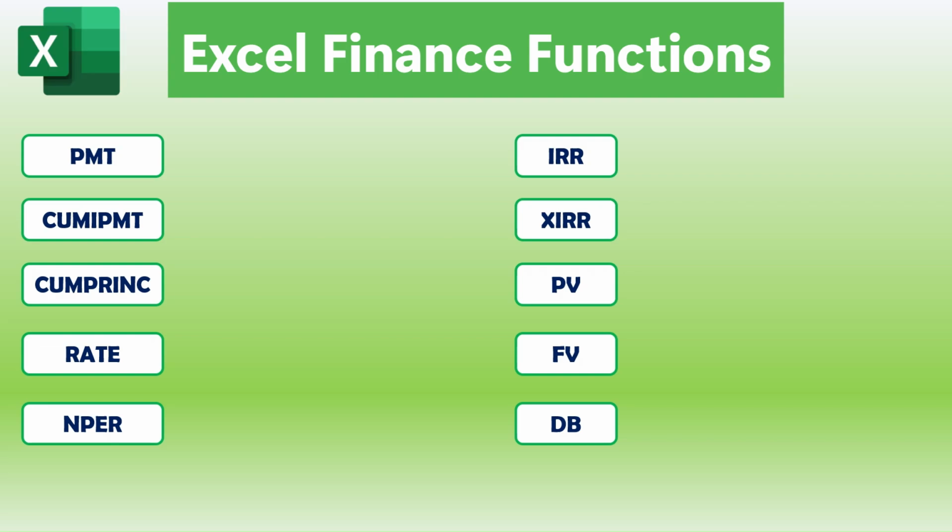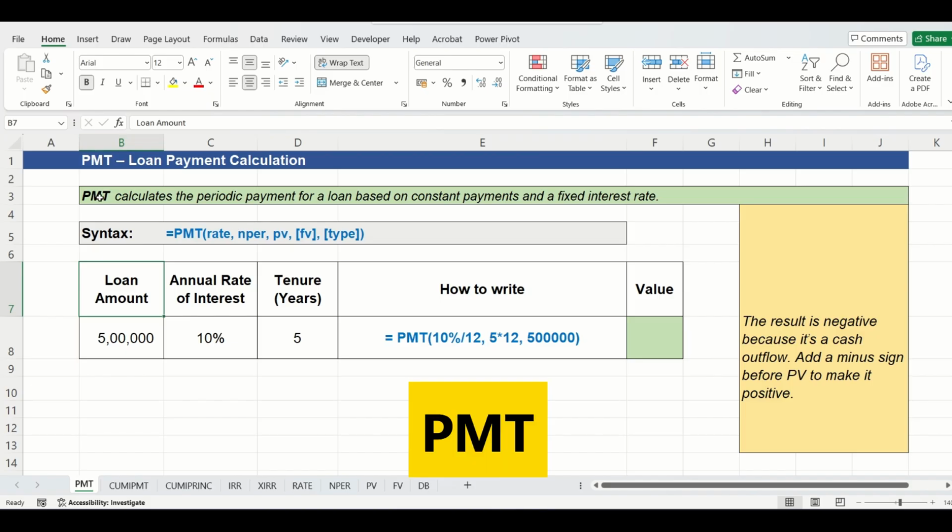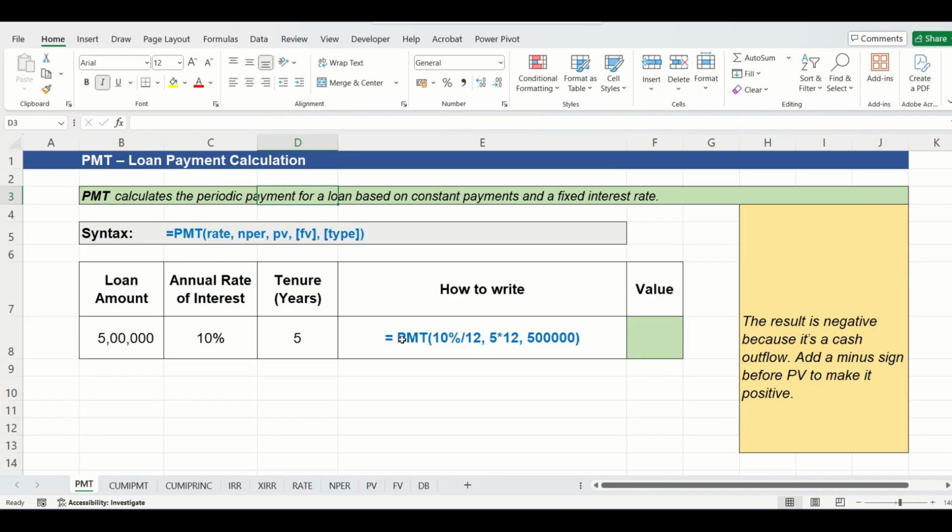In today's video, we are diving into the top 10 finance formulas every analyst or investor should know in Excel. So let's begin with formula number 1. The first formula is the PMT formula, which is used for loan payment calculation. PMT calculates the periodic payment for a loan based on constant payments and a fixed interest rate.